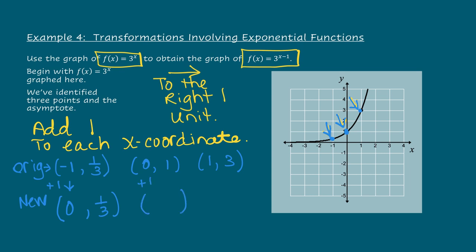So if I add 1 here, this one's going to be (1, 1). And if I add 1 here, this one's going to be (2, 3). So my new graph is going to be at (0, 1/3), at (1, 1), and at (2, 3). And then I can just sketch that graph. Remember, it's just a sketch. And now it has shifted 1 unit to the right.